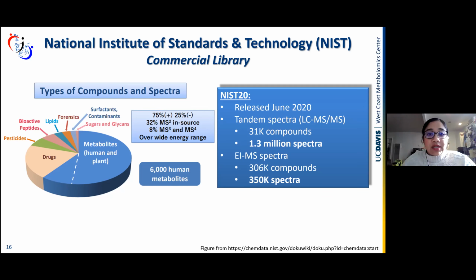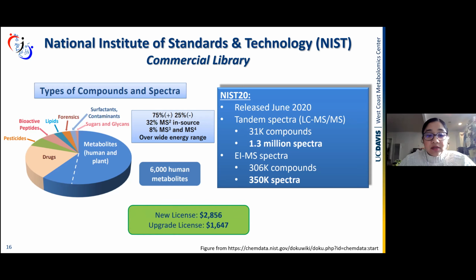Just jumping here, NIST is the National Institute of Standards and Technology. This is one of the types of libraries that I was talking about. This is a commercial library, and there are different types of compounds and spectra within the library. The NIST 2020 library was released last June, and it has been the most impressive version just due to the sheer number of spectra and compounds.